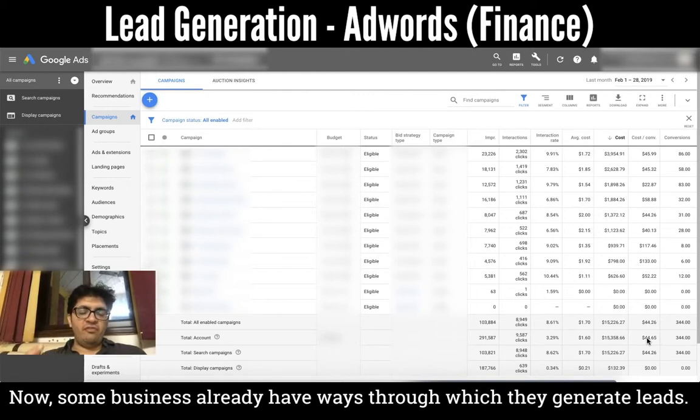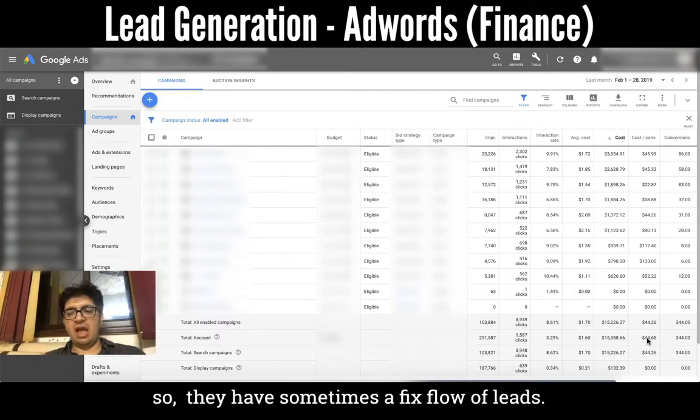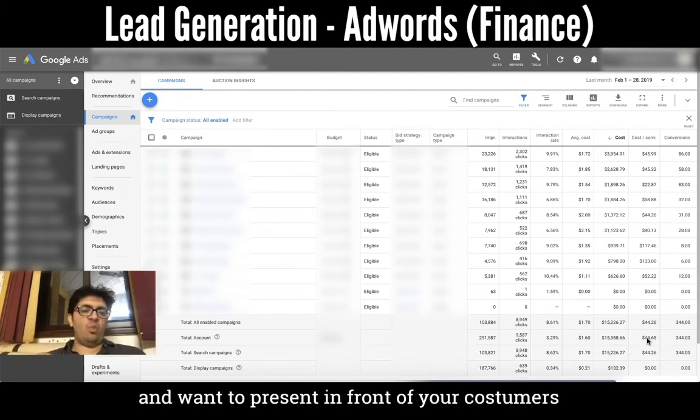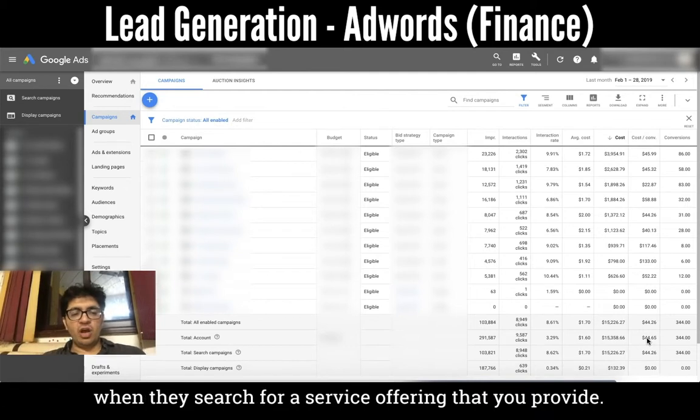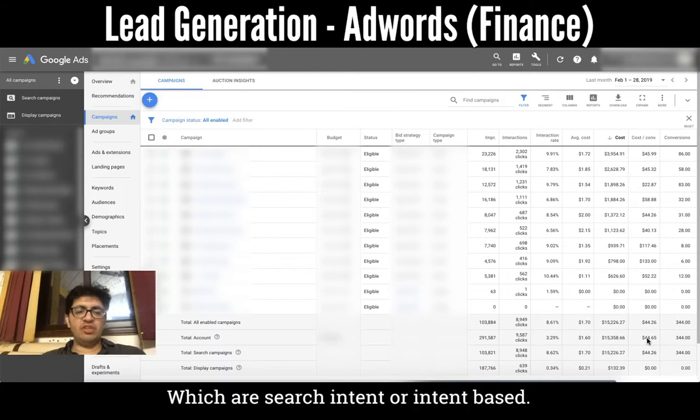Now some businesses already have ways through which they generate leads. They might be cold calling people, so they sometimes have a fixed flow of leads. But if you want to get those extra leads and want to present yourself in front of customers when they search for a service offering that you provide, then you definitely need to make use of platforms like Adwords and Bing, which are search intent or intent based.